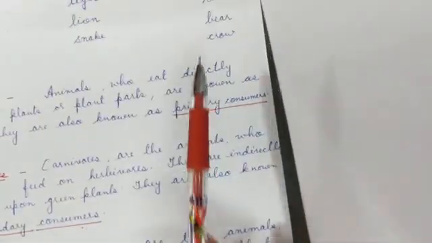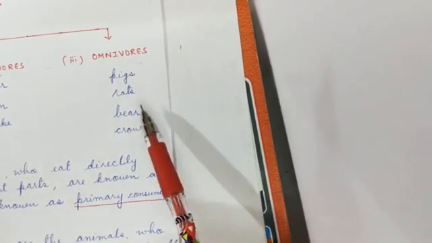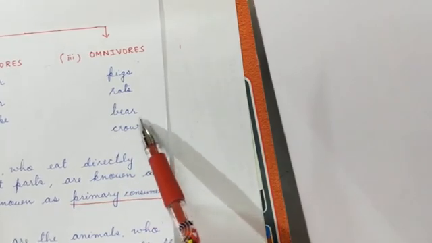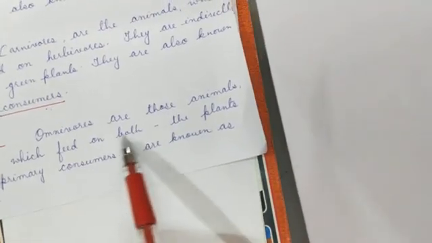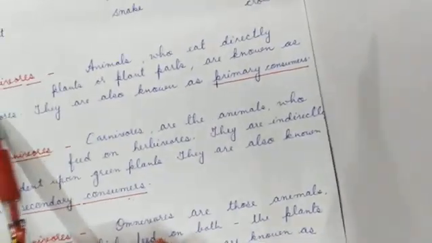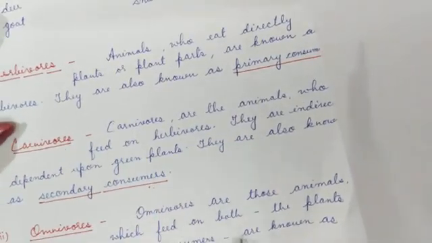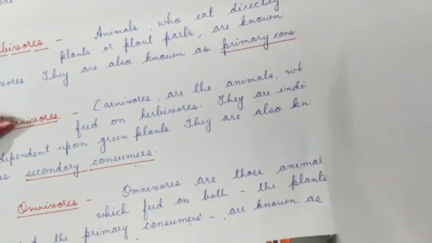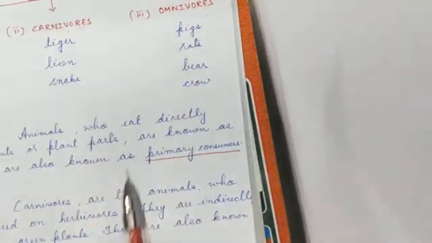Now, what is the third group of animals? That is omnivore. Examples are pigs, rats, bear, crow. You must have seen crow, no? They eat the grains also, and they also eat small insects, isn't it? So these type of animals which feed on both the plants and the primary consumers, primary consumers means the herbivores, that means they eat both the plant parts and the flesh of animals, they are known as the omnivores. And here are the examples.